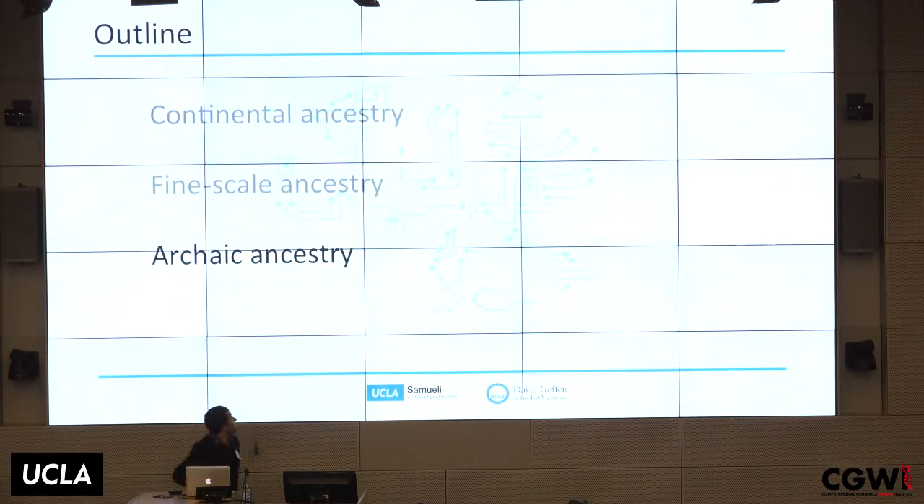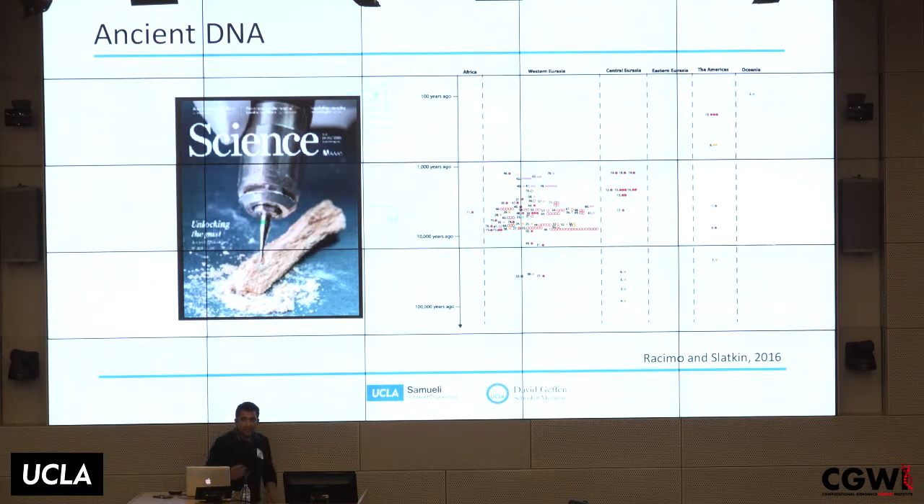All right. So now in the final section, I'll talk about a different scale of ancestry. I'll talk about ancestry which is much more ancient. And this is again driven by a different kind of data. This is data that is coming from ancient genomes, genomes of individuals who have lived thousands, tens of thousands, even hundreds of thousands of years ago.